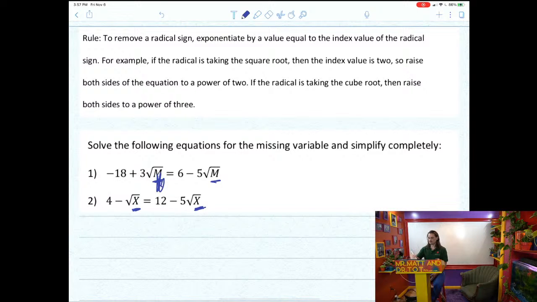Oops, I'm trying to get my eraser. Okay, I'm going to give you 4 minutes, and then we'll go through these two problems.